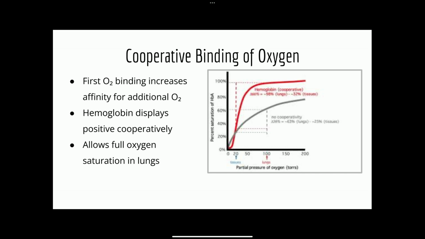This leads us to a concept called cooperative binding. When one oxygen binds to hemoglobin, it makes the next oxygen easier to bind. That's why the oxygen binding curve for hemoglobin is S-shaped or sigmoidal. It helps hemoglobin become fully saturated in the lungs, even if oxygen levels are slightly reduced.